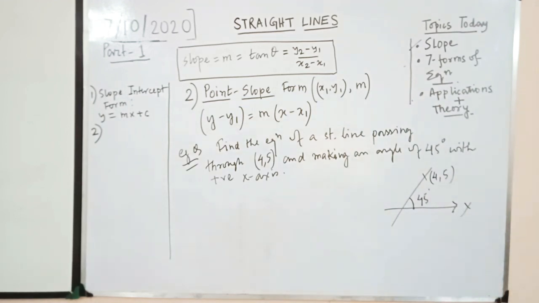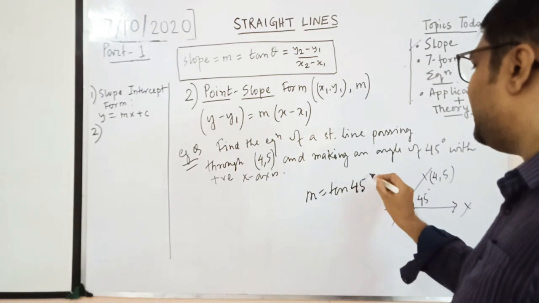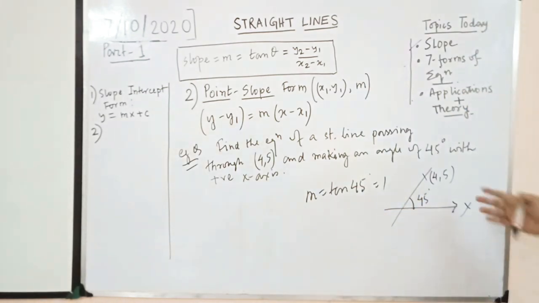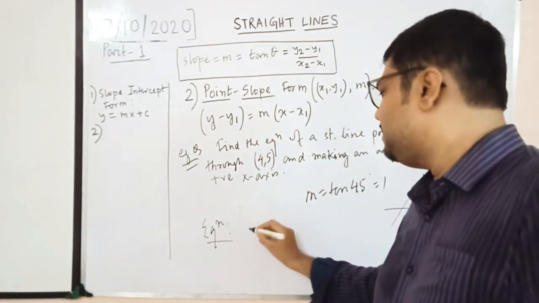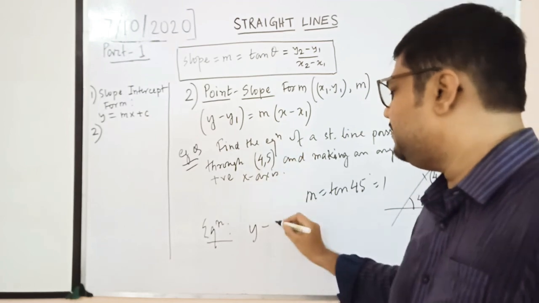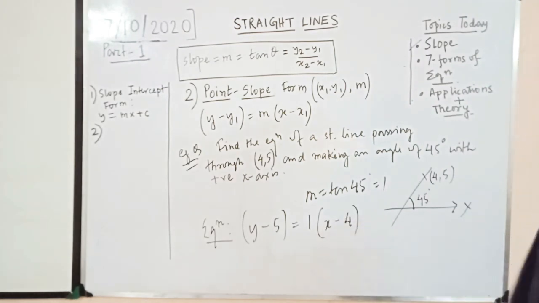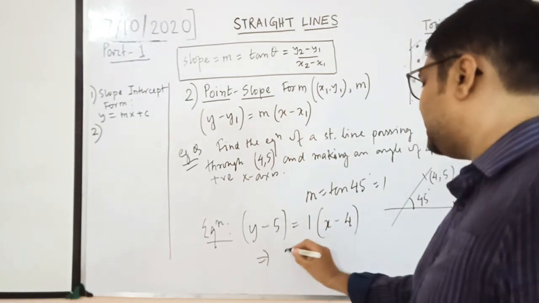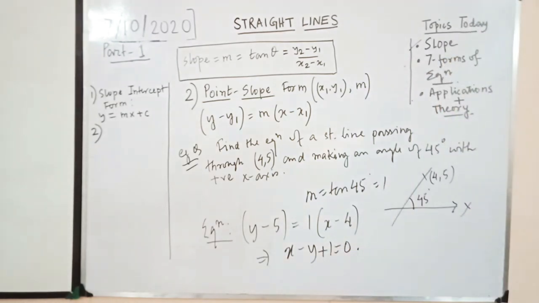Again, you see over here we get two things. One is the point and another is the slope. So what will be the slope over here? Calculate it. tan 45, which is 1. And you already have the point (4, 5). So put it in the equation. The equation of the straight line will be y minus y1, this is y1, 5, equals m, which is 1, into x minus 4. So this is the equation. If you transfer it to one side, it will be x minus y plus 1 equals 0. So this is about point slope form.